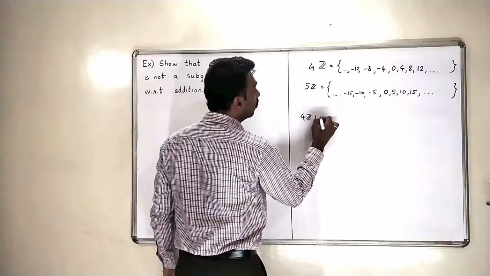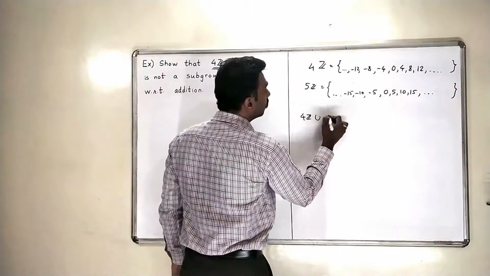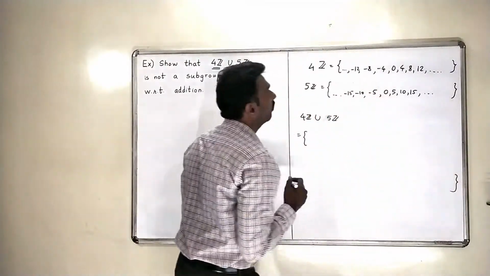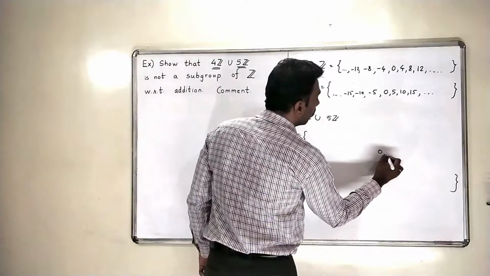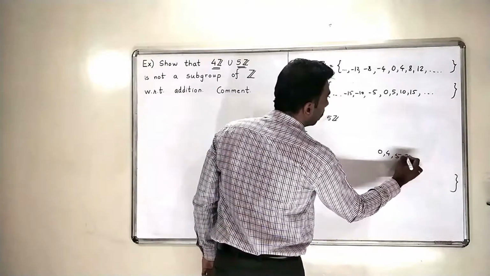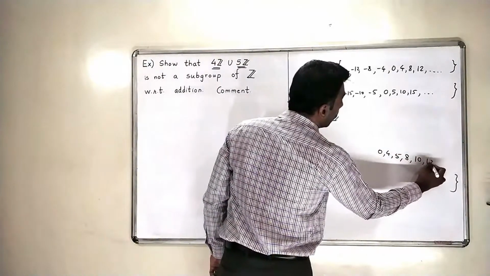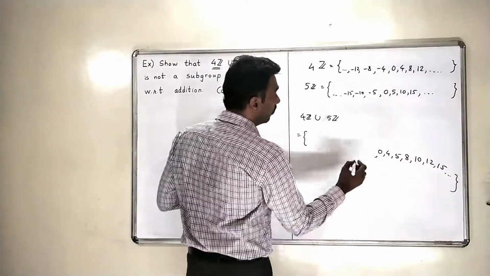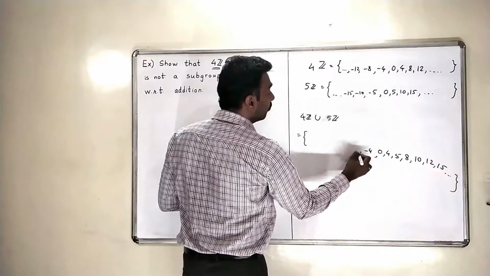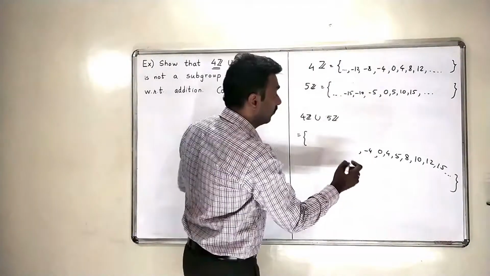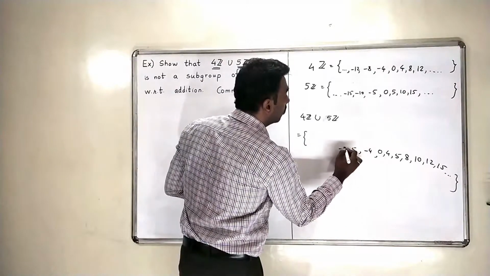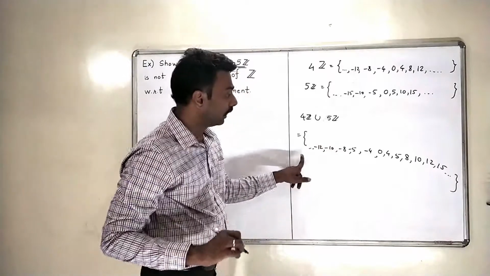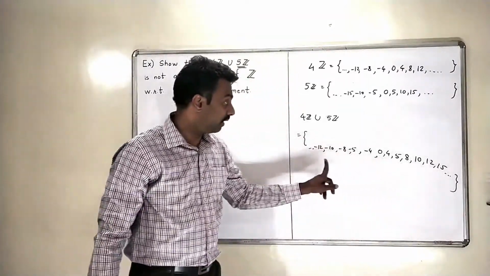When I take 4Z union 5Z, I will put all the elements in one single set. And what is that set? 0 will be there, 4 will be there, 5 will be there, 8 is there, 10 is there, 12, 15 and so on. If I look at the negative numbers, minus 4, minus 5, minus 8, minus 10 and minus 12 and so on. I am putting all the numbers together in one set. So this is the set 4Z union 5Z.